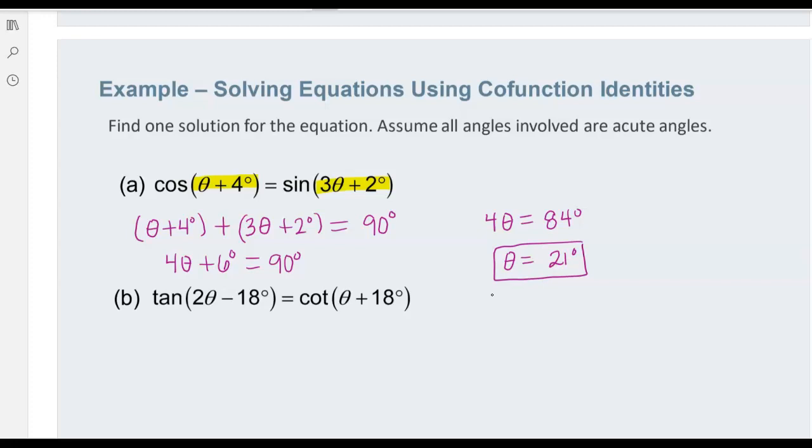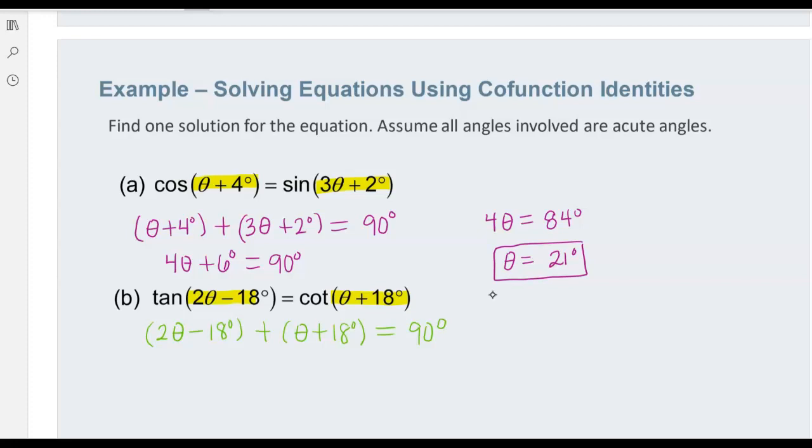Here's a second example. Because the two trig functions, tangent and cotangent, are cofunctions, and we have this equation in an equality, this angle plus this angle is going to add up to 90 degrees. They're complementary. So 2 theta minus 18 degrees plus theta plus 18 degrees is going to add together to give us 90.